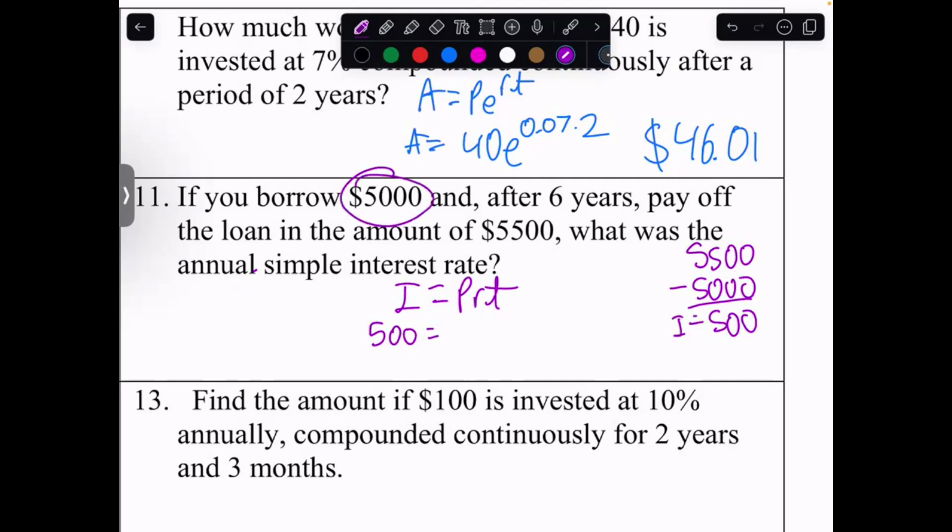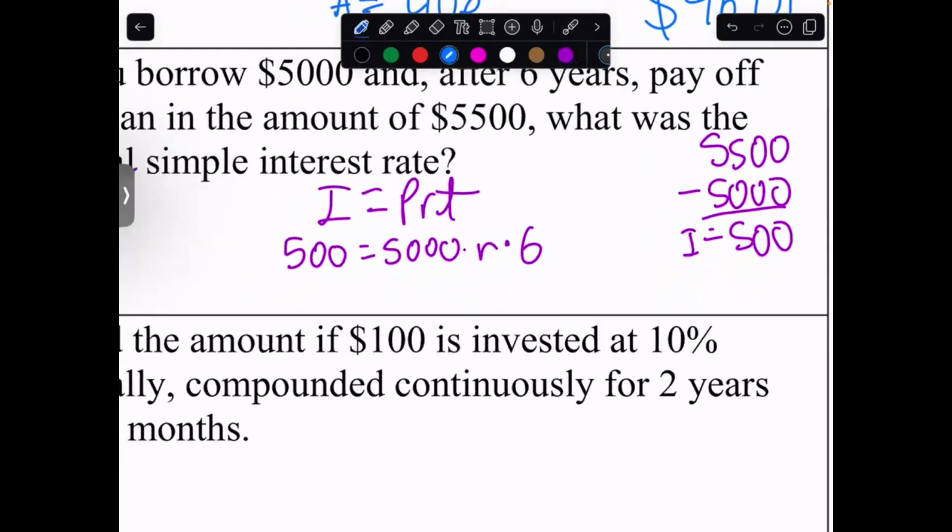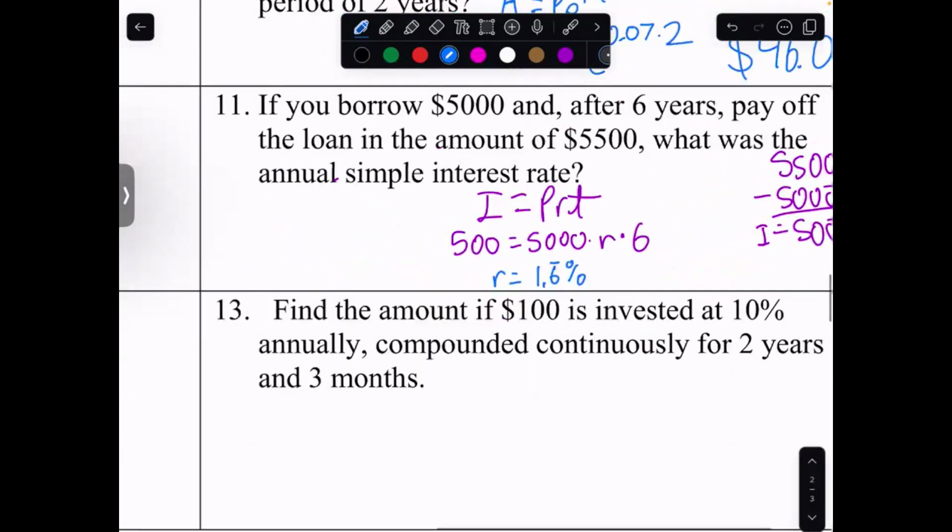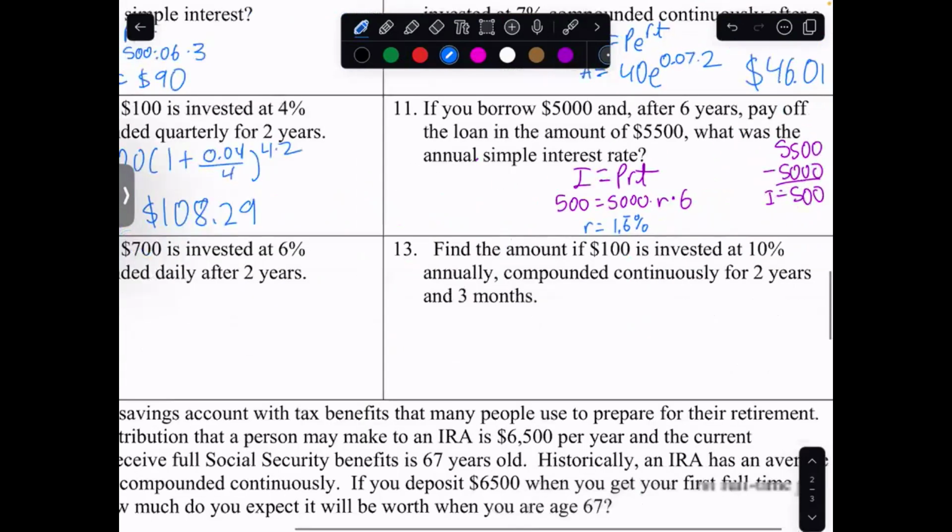The principal, you started by borrowing 5,000. We don't know R, so leave it as the variable, but we do know the time is 6 years. So you just need to get the R by itself. So you divide both sides by 5,000 times 6, and then make sure you convert it to percent form. So it'd be 1.6 repeating percent. Or 1 2/3% if you want to use a fraction, I guess.